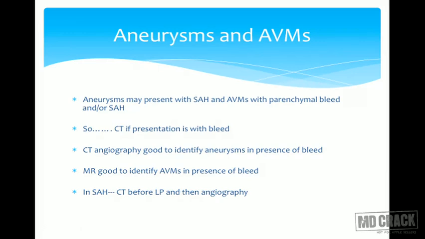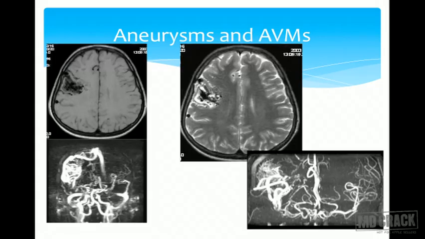Talking about aneurysms and arteriovenous malformations. Aneurysms may present with subarachnoid hemorrhage, and arteriovenous malformations with parenchymal bleed and or subarachnoid hemorrhage. CT is the modality of choice if the presentation is with a bleed. CT angiography is good to identify aneurysms in the presence of a bleed. MR is good to identify arteriovenous malformations in the presence of a bleed. So in subarachnoid hemorrhage, CT may be performed before lumbar puncture, and then one may directly go in for an angiography.